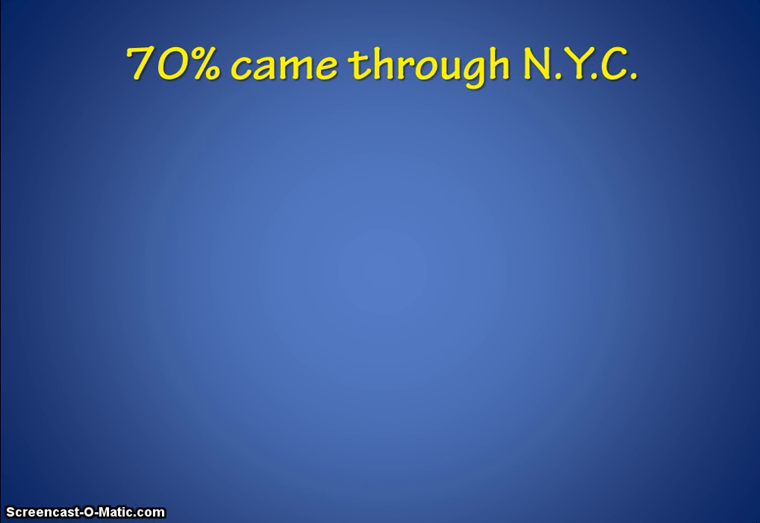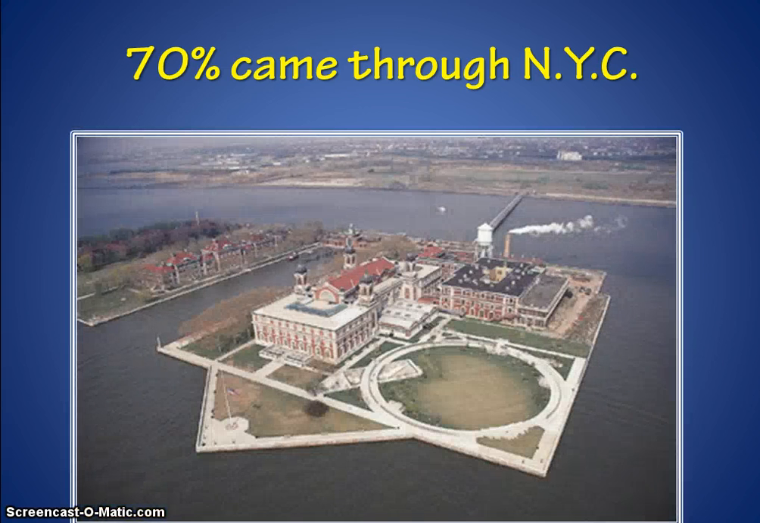70% of immigrants came through New York City. And this, of course, we know is Ellis Island. It's a nice aerial photograph of Ellis Island, and you can see it's not very far at all from the state of New York. And immigrants would get off of the ships here, and they would be processed in these buildings. They would give their name and they would have their health checked. And when they were approved, they would go on and become American citizens.